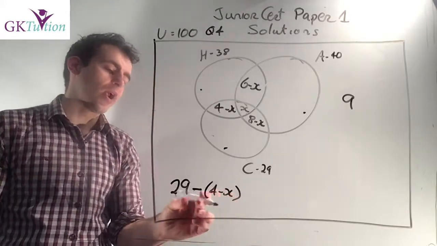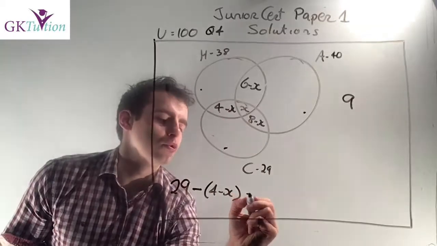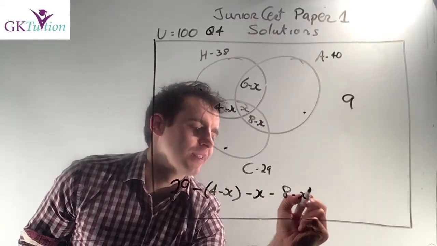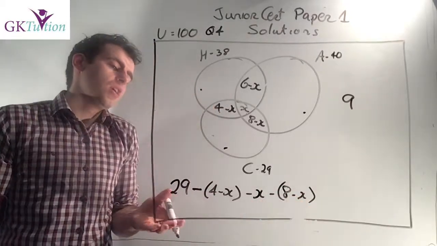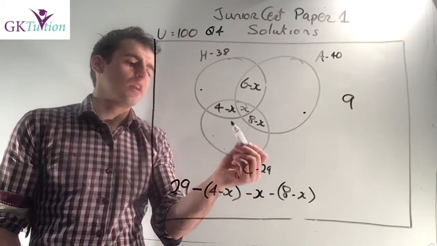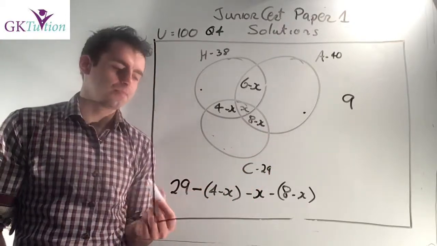And I need to put that in brackets because my signs are going to change. So 29 minus that one. Now I'm going to subtract X. And now I'm going to subtract the third one, which is 8 minus X. So in other words, the whole circle adds up to 29, so if I subtract those 3 sections from 29, that will give me the last section.